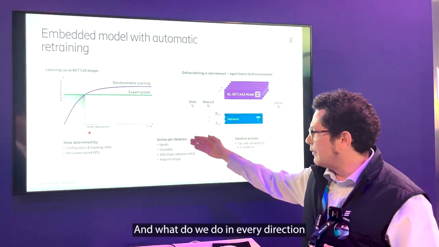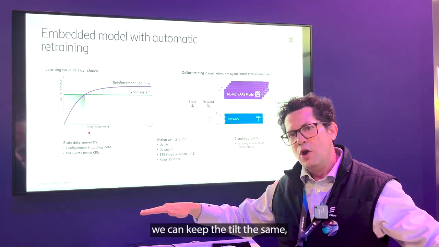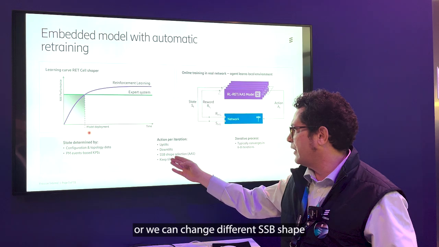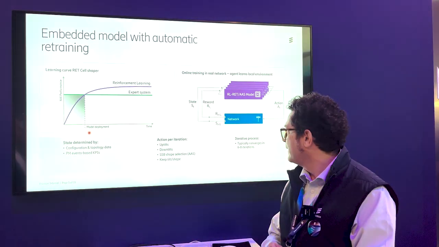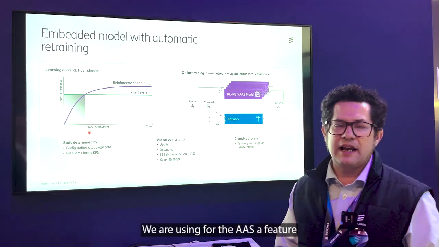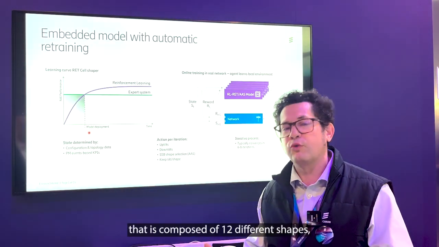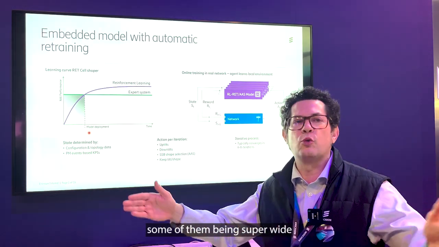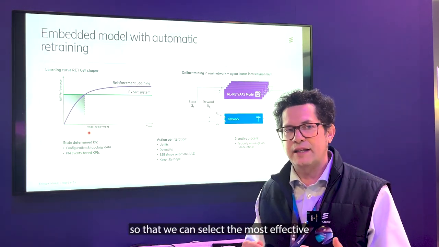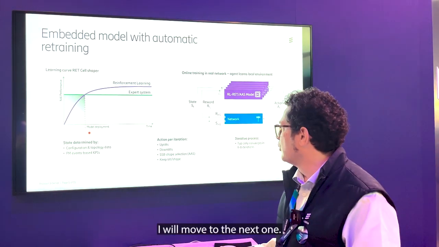And what do we do in every iteration? We can up-tilt, we can down-tilt, we can keep the tilt the same, or we can change to a different SSB shape in the horizontal domain for the AAS, right? We are using for the AAS a feature in Ericsson called flexible cell shapes, which is composed of 12 different shapes, some of them being super narrow, some of them being super wide, so that we can select the most effective for each one of them. I will move to the next one.